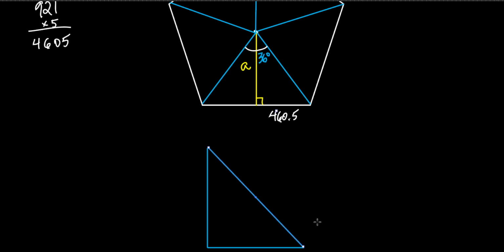It might not be to scale, but that's okay. All right, so what do we know on here? We know we've got to find what A is, correct? And we know this length right here is 460.5. And what else do we know? We know this angle right here is 36 degrees, correct?